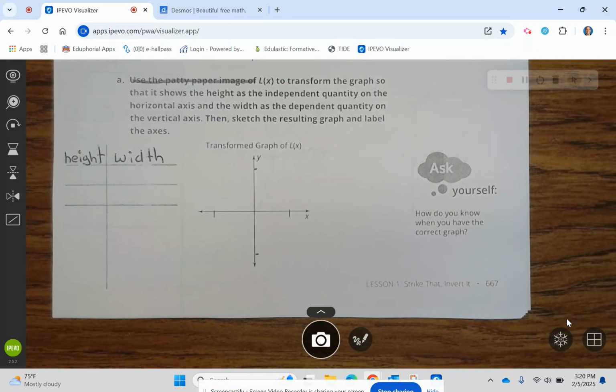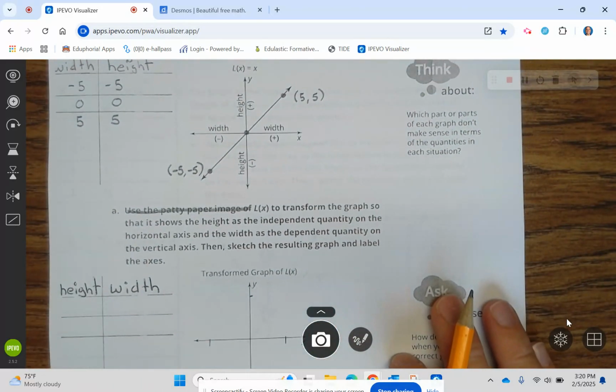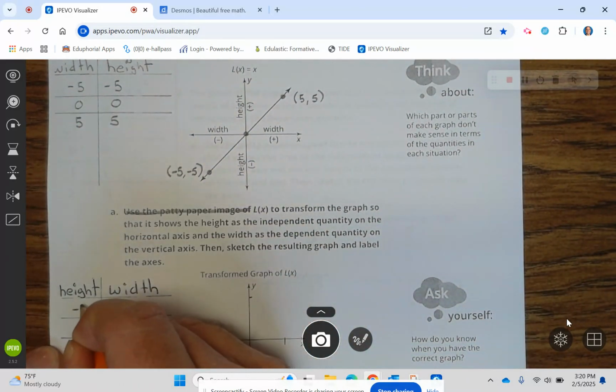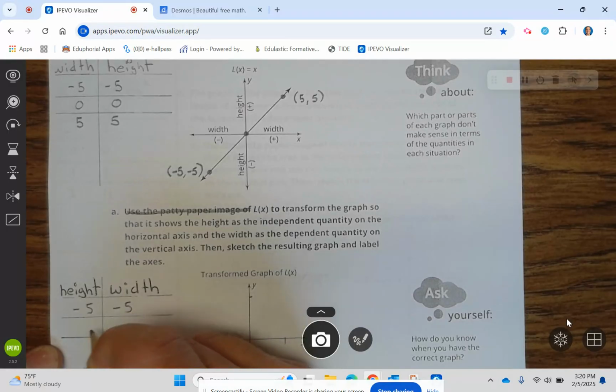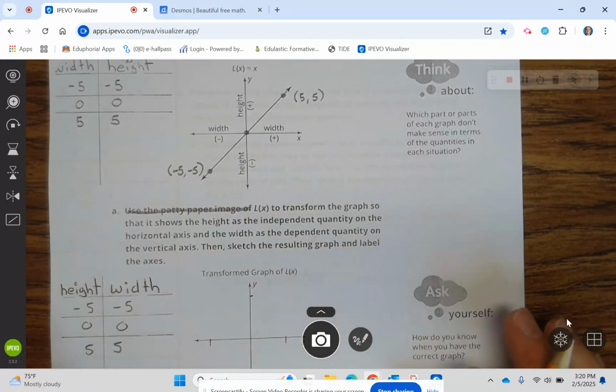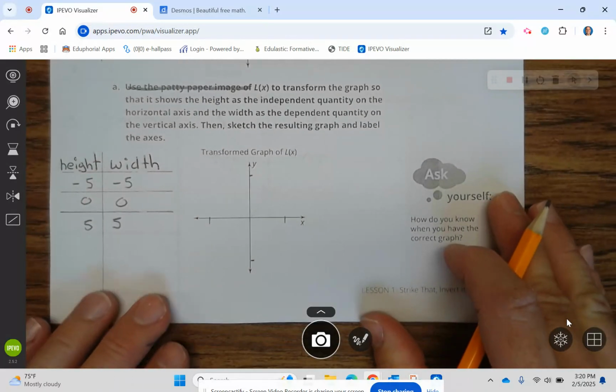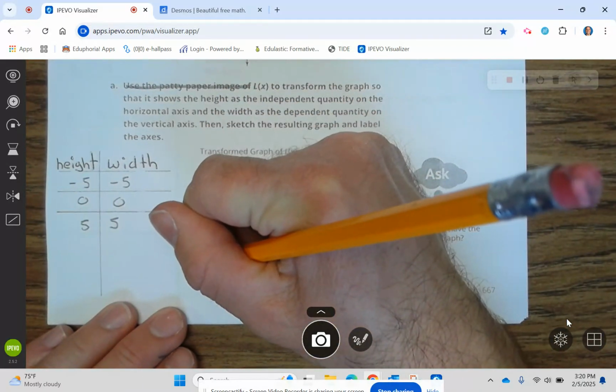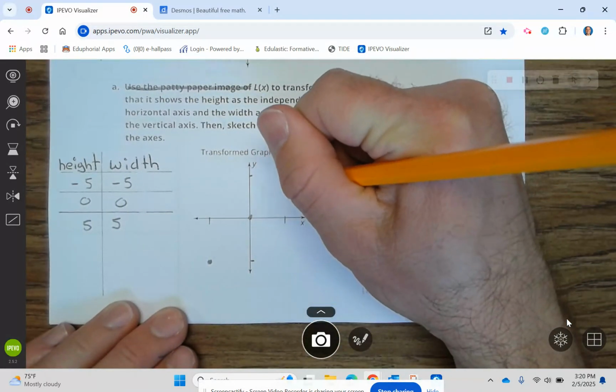A. Use L of x to transform the graph so that it shows the height as the independent quantity on the horizontal axis and the width as the dependent quantity on the vertical axis. Then sketch the resulting graph and label. So we're going to switch the values. So -5, -5 becomes -5, -5. 0, 0 becomes 0, 0. 5, 5 becomes 5, 5.